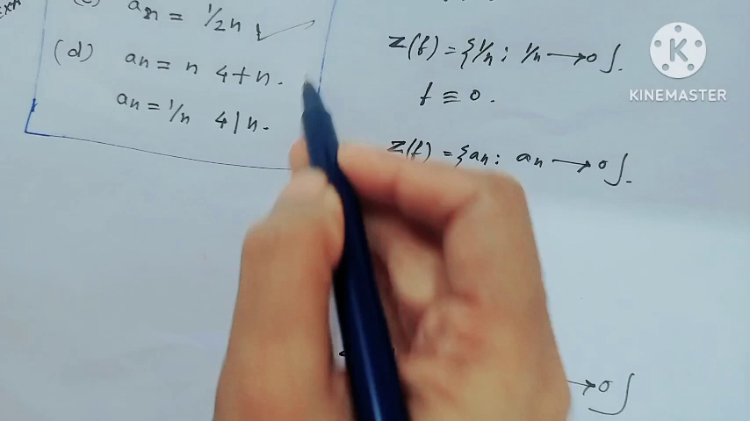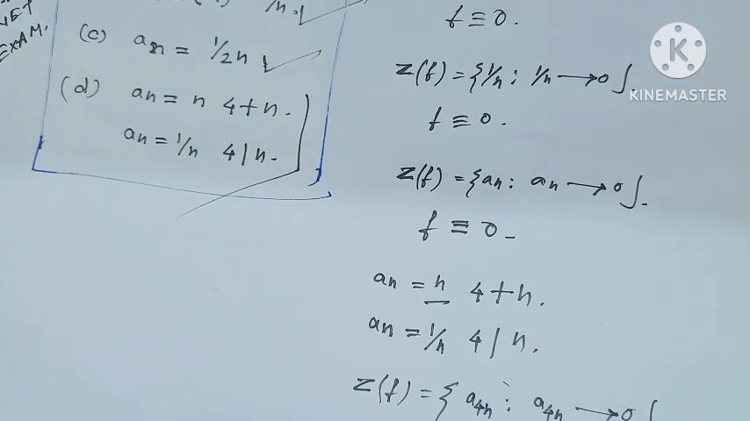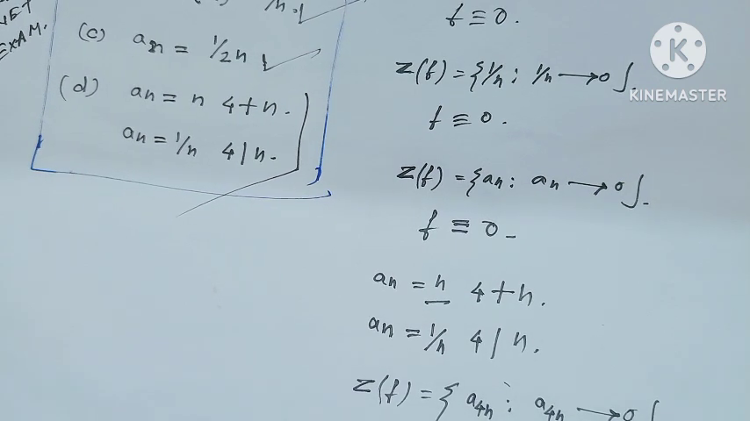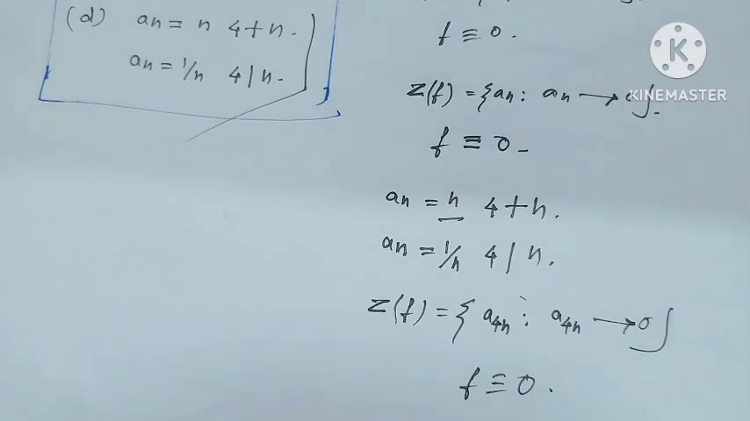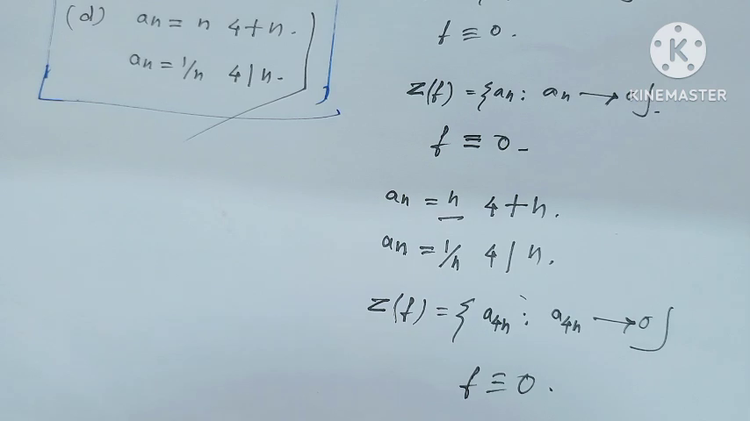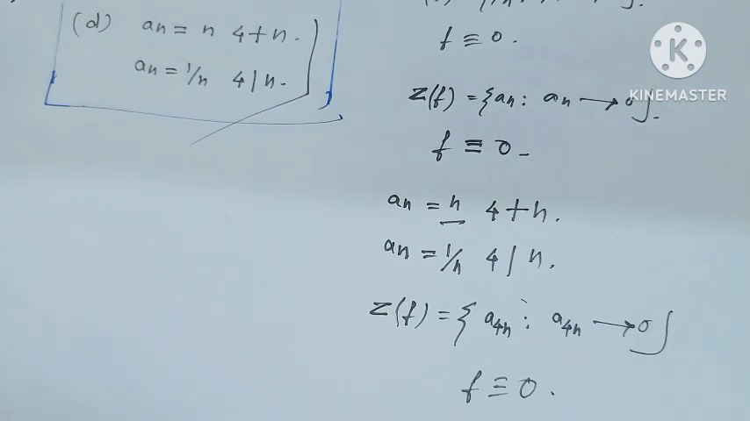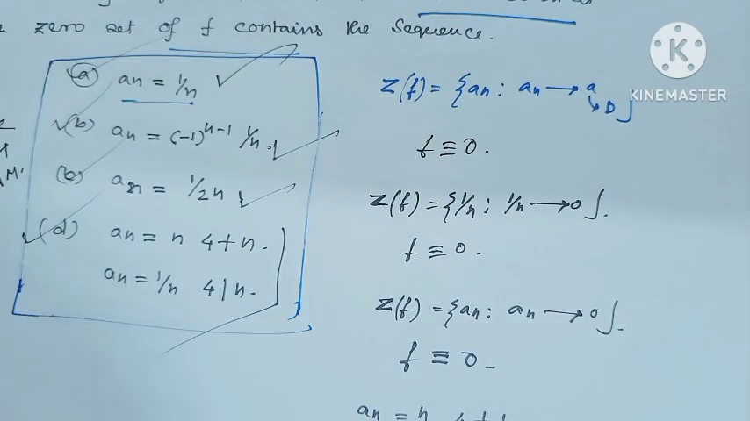Many students would go wrong here, since there are two parts, one part goes to infinity and one part goes to 0. But this result is true by the idea of a subsequence. Since there exists one subsequence which goes to 0, by the uniqueness theorem f is identically 0. That means A, B, C, D, every option is a right option.